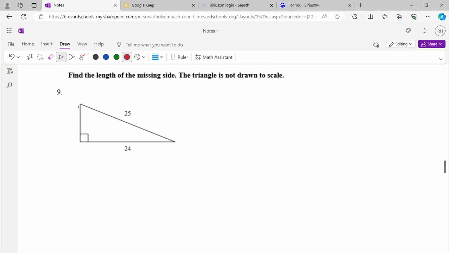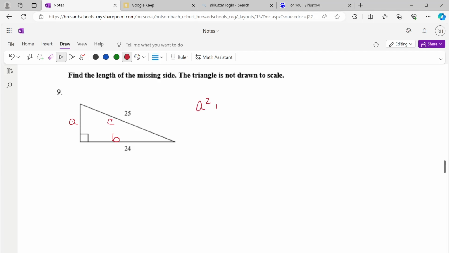Problem number 9. Find the length of the missing side. Diagram's not drawn to scale. Again, it's a right triangle and we're missing one of the legs, so we label it A. The other leg that forms the 90-degree angle is side B. And the hypotenuse, or the side opposite the 90, is always side C.